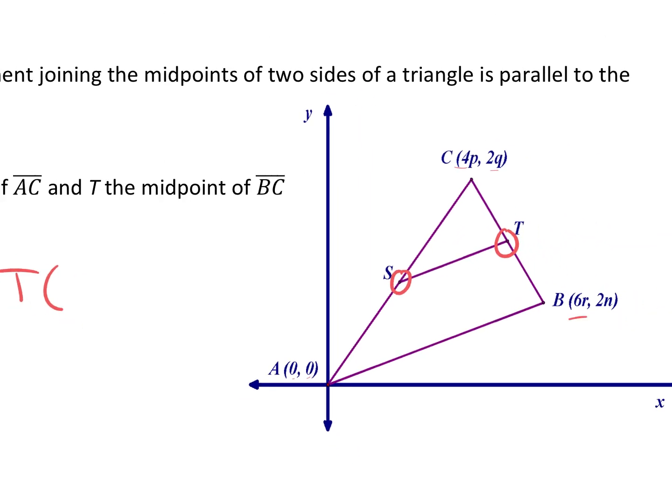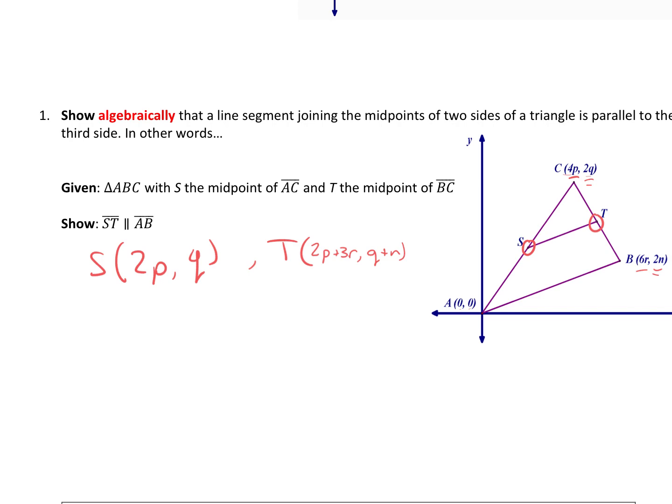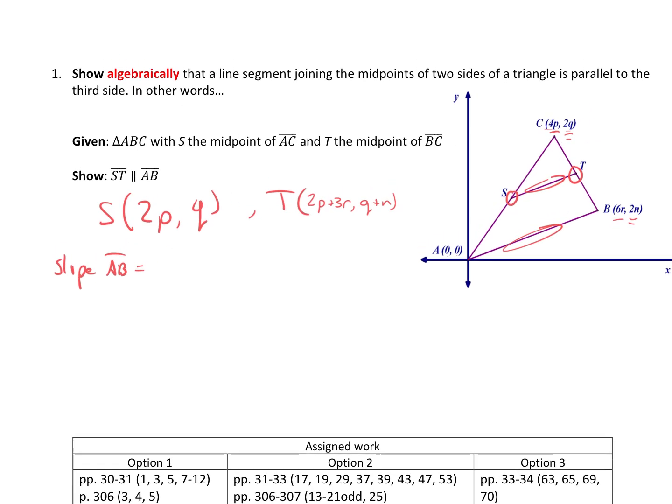The coordinates of T: halfway from 6R to 4P, oh goodness, 4P plus 6R over 2 is going to be 2P plus 3R. And halfway between 2N and 2Q is 2N plus 2Q over 2, which would be Q plus N. Now I'm trying to tell whether or not ST is parallel to AB. So I need to find the slope of AB and see if it's the same as the slope of ST. Slope AB is the subtraction fraction.